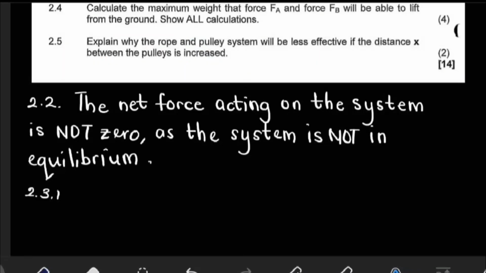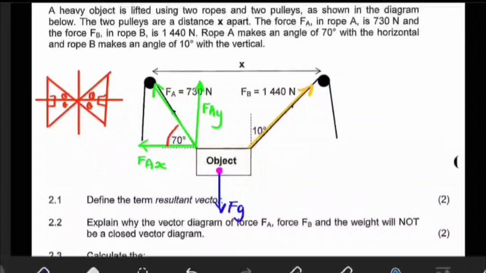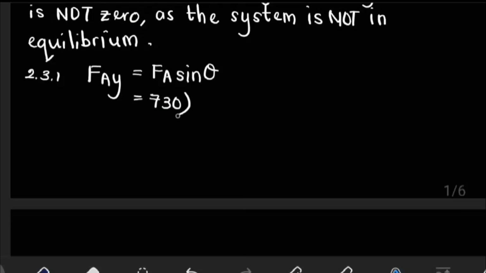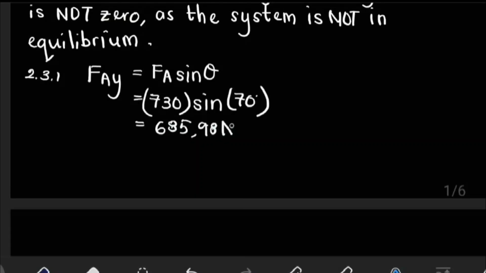So for 2.3.1, we need the vertical component, which is Fay. That's going to be equal to Fa sine theta. So Fa was given as 730 newtons, and the angle was 70 degrees. Okay, let's calculate this and see what we get. So I get 685.975, but it becomes 686 when we round off. And remember, your unit is newtons.